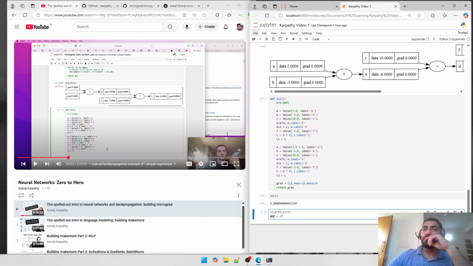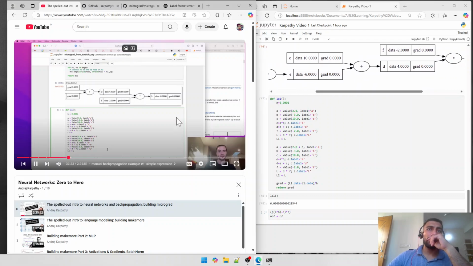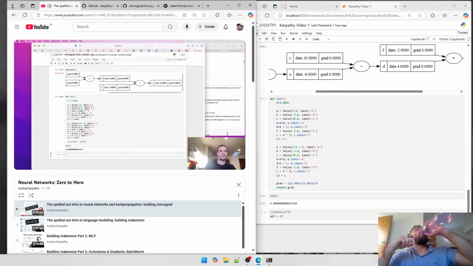The derivative of this will be b and f. B is minus 3, f is minus 2, so it is 6. L with respect to a. So here, this will be L2, and because L is a value, divided by h, this should print the derivative of L with respect to a, because a is the one that we bumped a little bit by h. So what is the derivative of L with respect to a? It's 6.